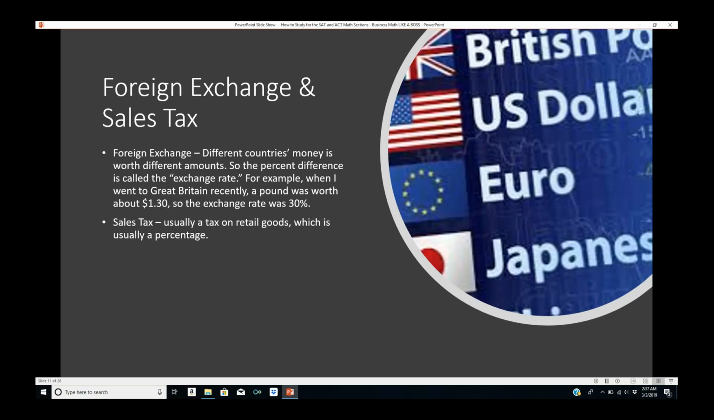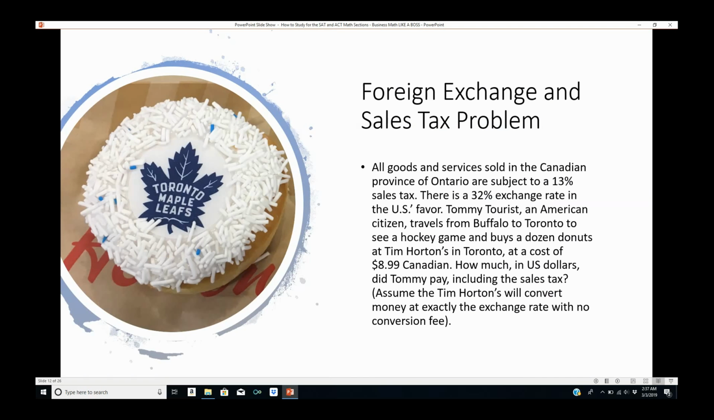Sales tax is, of course, a tax on retail goods, sometimes services, which is usually a percentage of the original price. So if you buy something that costs $1 and there's a 10% sales tax, you're going to pay an extra 10 cents in sales tax on it. Makes sense, right? All right, so let's do a foreign exchange and sales tax problem.